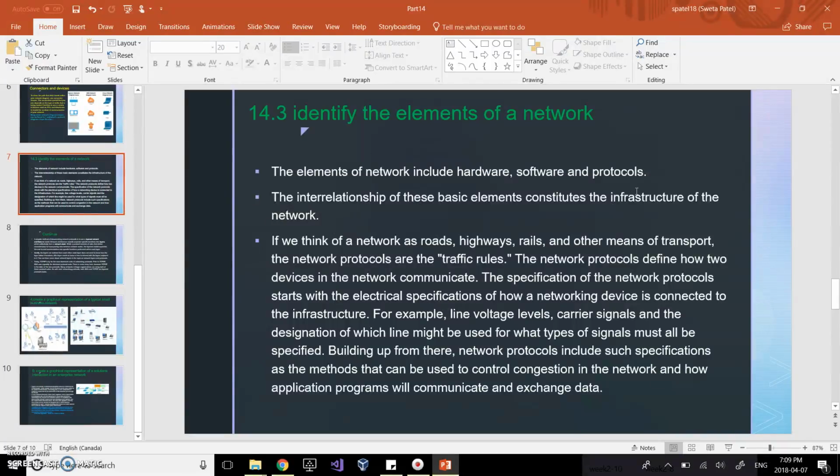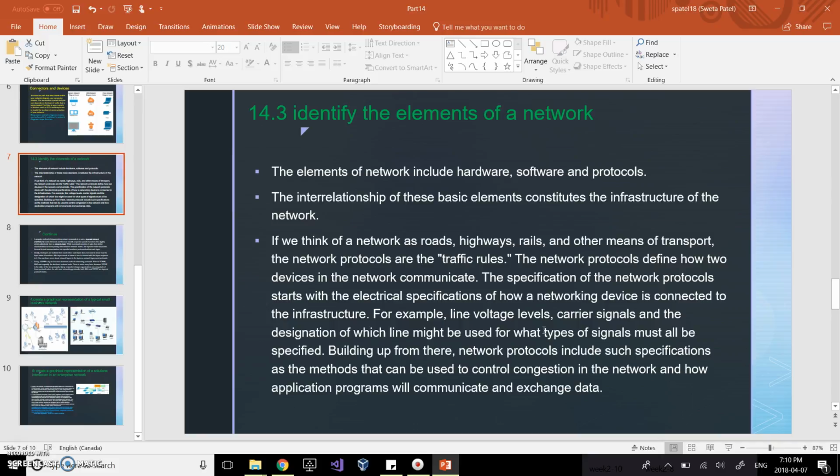The elements of a network include hardware, software, and protocols. If we think of a network as roads, highways, or rails, network protocols are the traffic rules. Network protocols define how two devices in the network communicate. The specification of network protocols starts with the electrical specification of how a networking device is connected to the infrastructure. For example, line voltage levels, carrier signals, and the designation of which line might be used for which type of signals must all be specified.